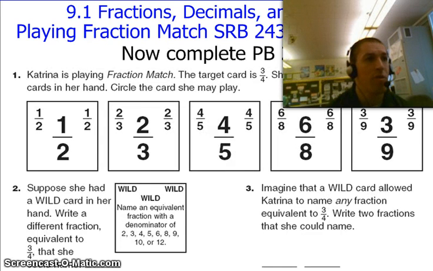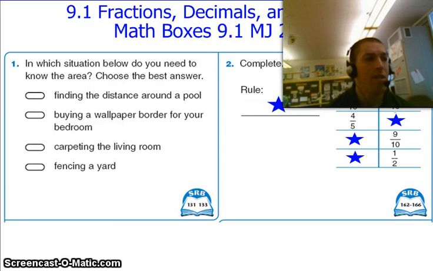Alright, and these are things we will do in class. But I am going to link a game that you could also play to practice these facts. But take a look at your homework. If you have questions, bring it in the next day and we'll take a look at it.